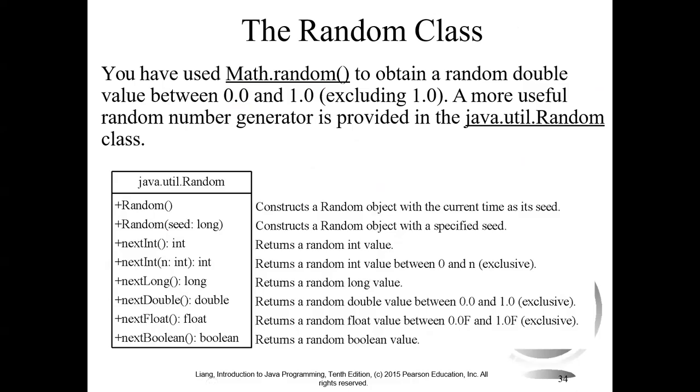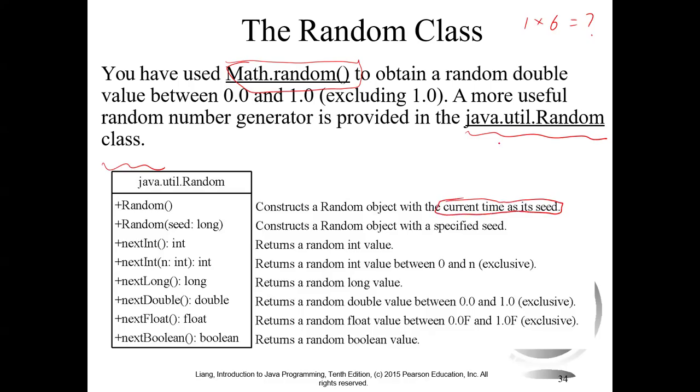And in last lectures, we were using Math.random to obtain a random double value, right? We used the random double to create some questions. For example, like 1 multiplied by 7 is what? If you can remember that. And it is a useful random number generator, this one, provided by this package. And here are some common methods provided. For example, the first one constructs a Random object with the current time as its seed.